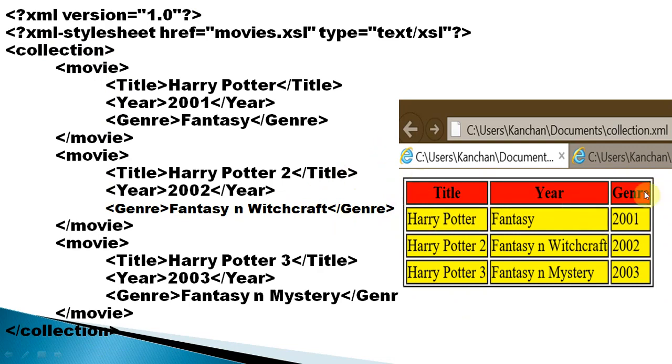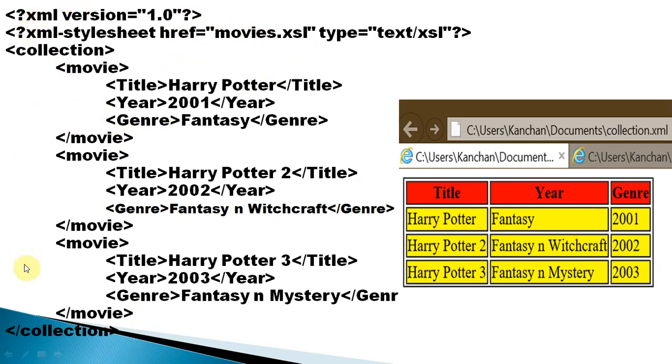So we have to format this XML data. How will it be formatted? We require one XML style sheet file and a hyper reference. We have given HREF here for hyperlinking, and we have mentioned the name of the file. Suppose this file is named movie.